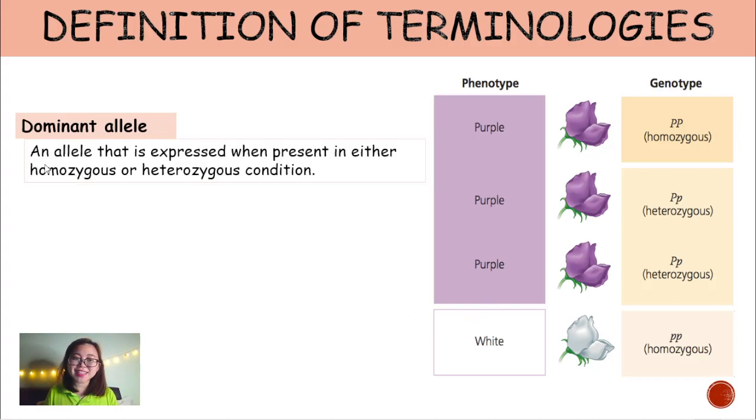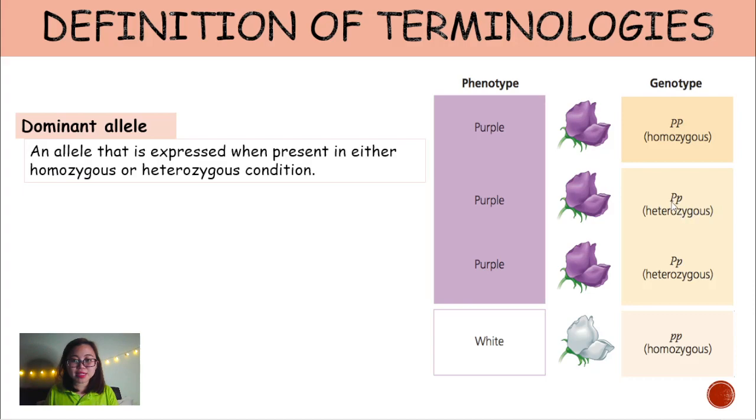A dominant allele is an allele that is expressed when present in either homozygous or heterozygous condition. Sama ada dia dengan satu jenis dengan dia, for example, big P, ataupun dia wujud dengan versi yang berbeza dengan dia. Contoh dia heterozygous, big P, small p. Dominant allele will always show their phenotype. So as you see here, homozygous dominant, big P, produce purple flower.